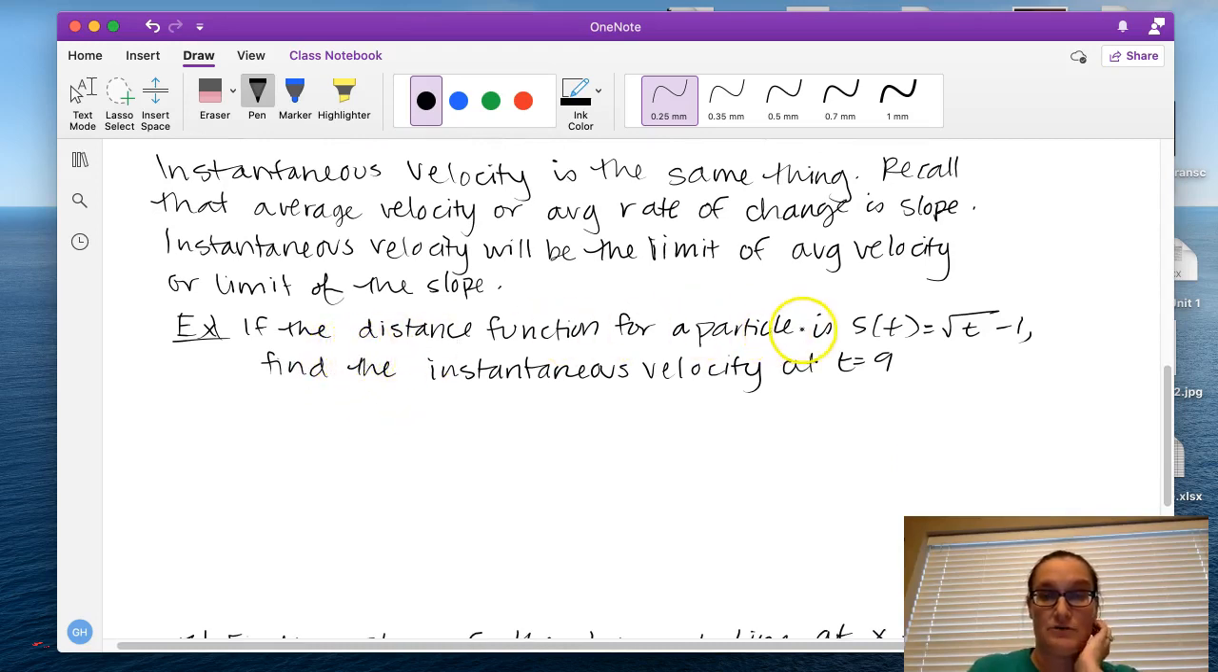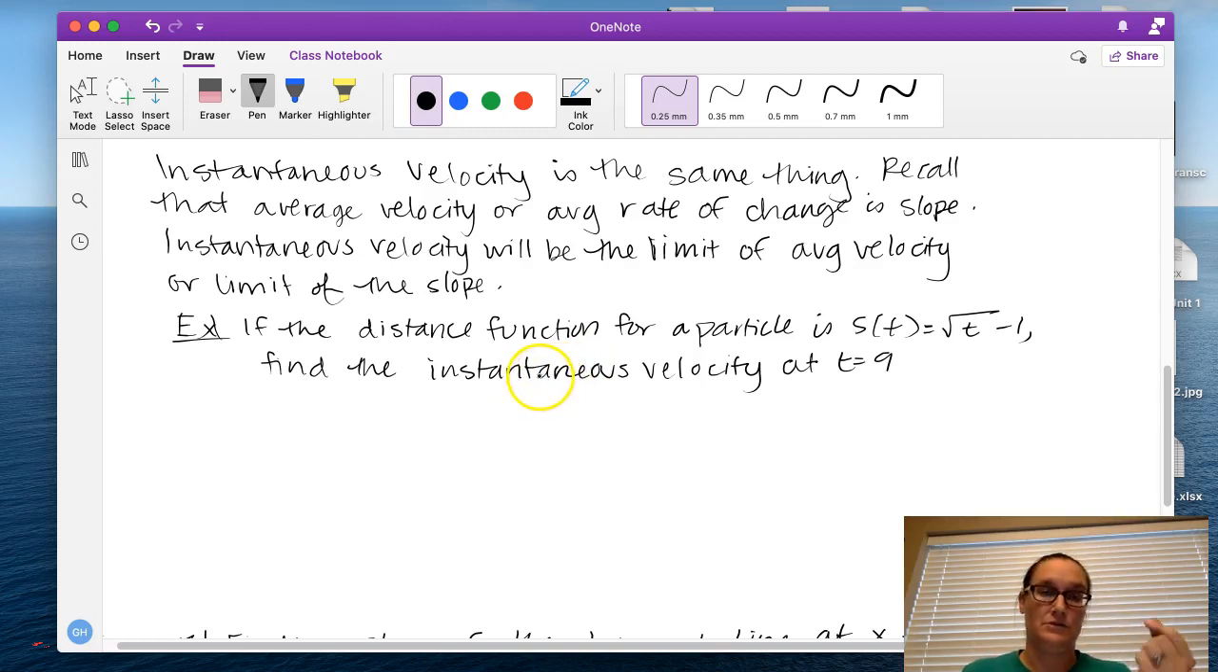If the distance function for a particle is s of t equals square root of t, minus 1, the minus 1 is not inside the square root. I just didn't write that very well. Find the instantaneous velocity at t equals 9. So this is asking us to do the exact same thing as finding the slope of the tangent line. All right, we want to find the velocity at a point.